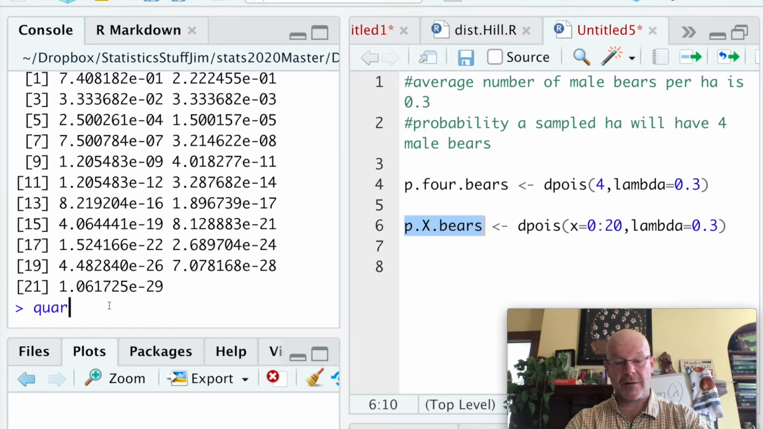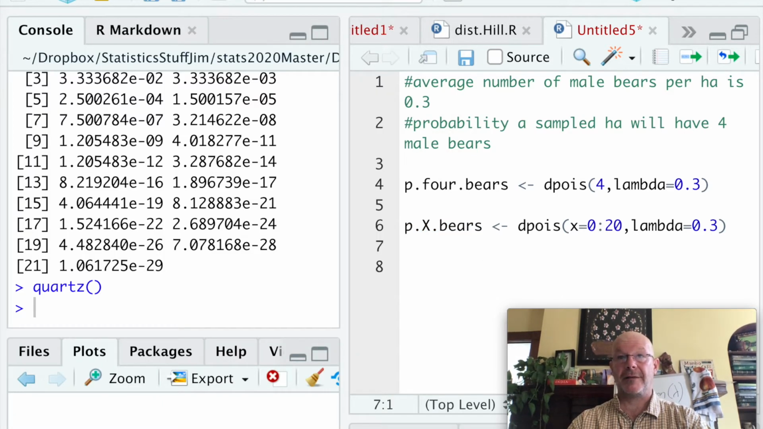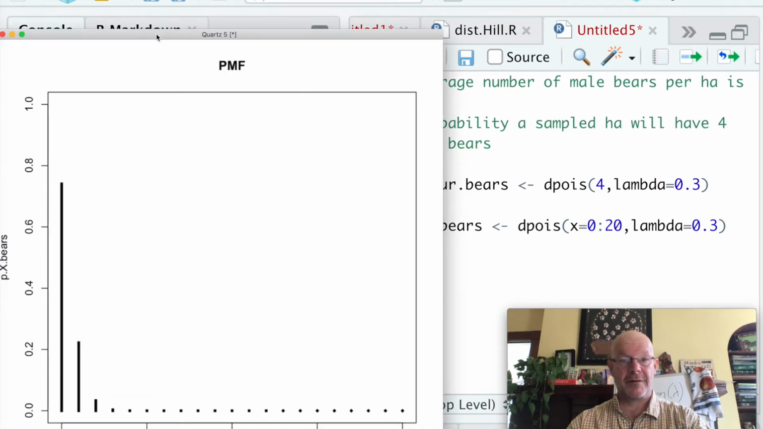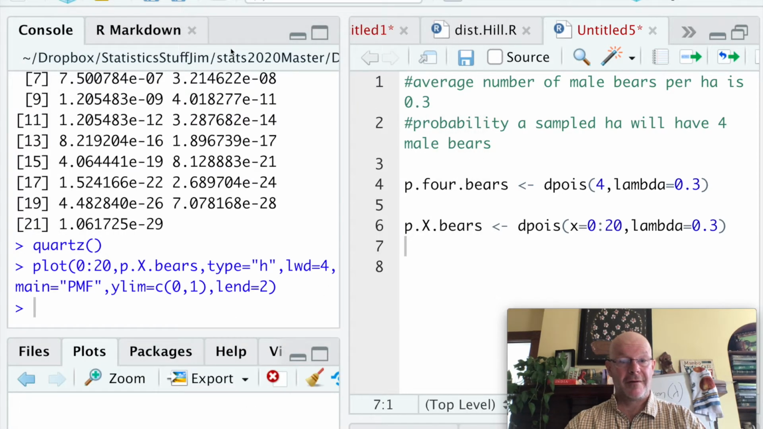So I'm going to say quartz, and then I will plot it. Okay, so here is our probability mass function. It's most probable that we're going to see 0 bears, and then here's the probability we'll see 1 bear, here's the probability we'll see 2 bears, and then really quickly, here's the probability we'll see 3 bears, and then it gets super close to 0. It is incredibly unlikely that you would see 20 bears in that forest. That's the probability right there that you would see 20 bears, so not very probable.